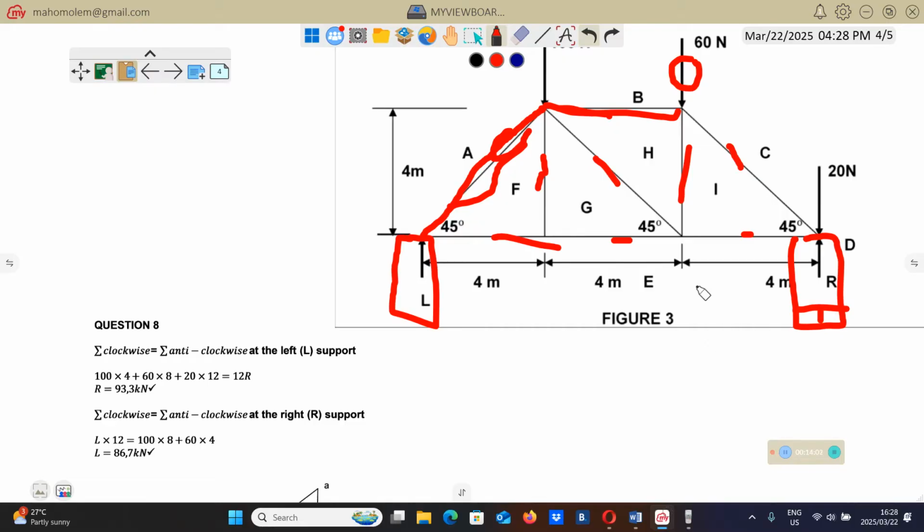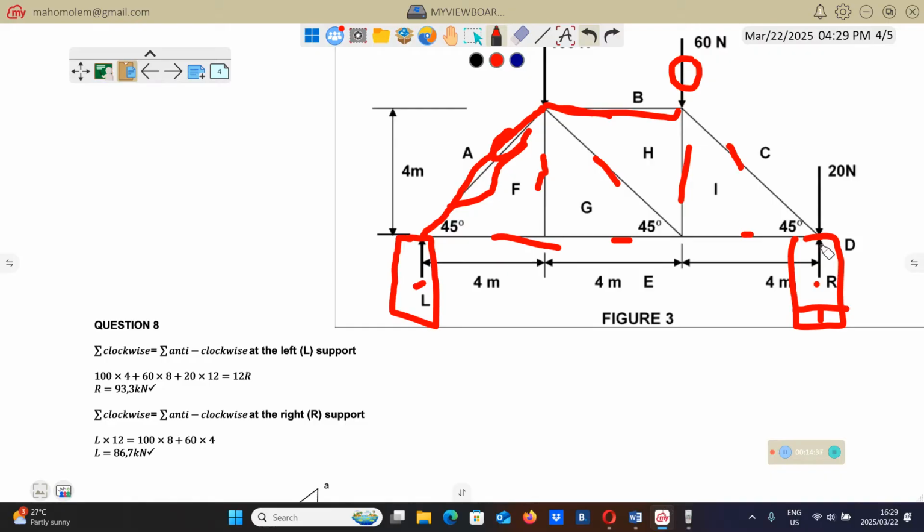Now, this truss, together with the weight of those tiles, is going to push this wall downward. This wall is going to react and push upward with the same force but in the opposite direction. That's why you see an upward arrow here at this L, and even on this R, you'll see an upward arrow. It represents the upward push by this wall. So that is the reaction.